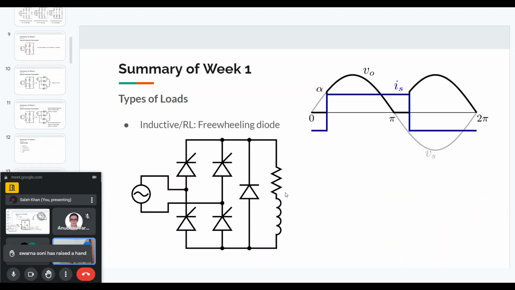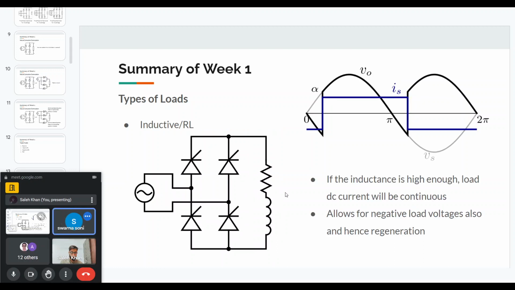Now, if we do not want negative voltages, Swarna has raised her hand. Do you have a question? Yes.